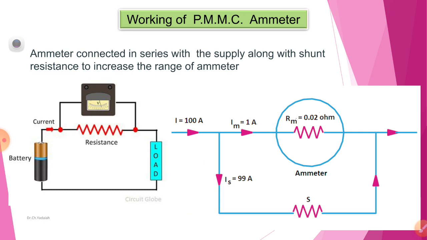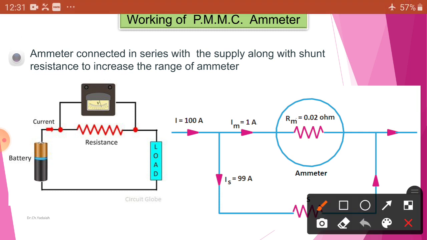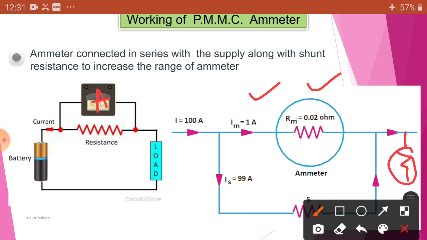So here, what is happening? Whatever the ammeter value, the resistance inside is 0.02 ohms, and it can measure only a 1 ampere capacity. If more than 1 ampere is connected, it will spoil. Now we have connected some external load, a bulb, here.